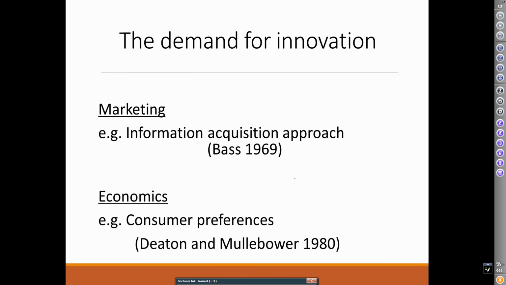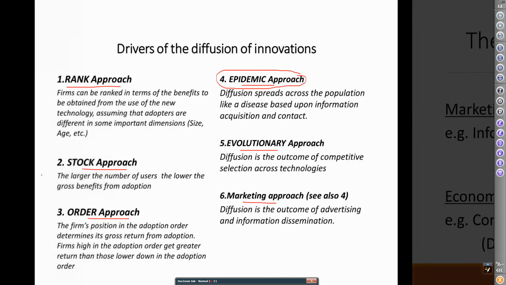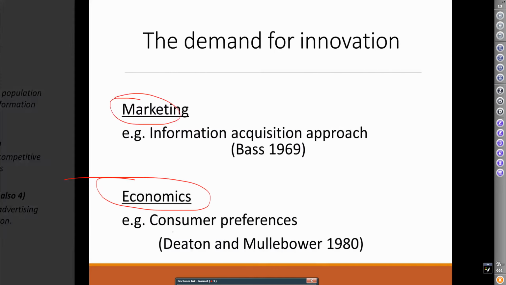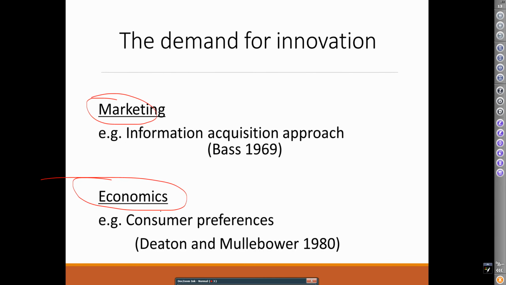What about the demand for innovation? What are the drivers for this demand? Actually there are 2 major approaches. The first approach, marketing. The second approach, economics. They're very close. The role of marketing is just the information acquisition approach. So in marketing, the demand for innovation is focused on marketing issues. We do market research, we investigate what's happening in the market, and we create this demand for innovation.